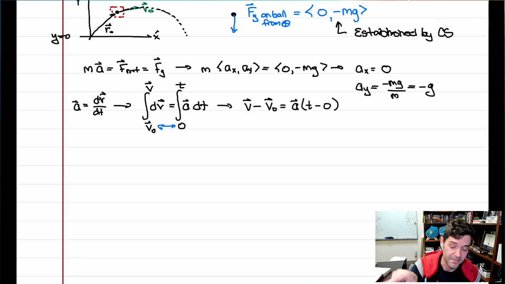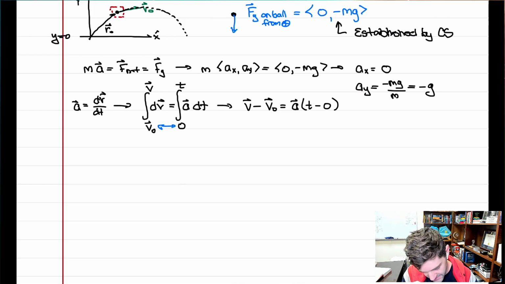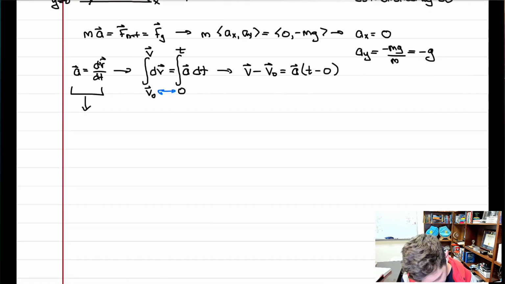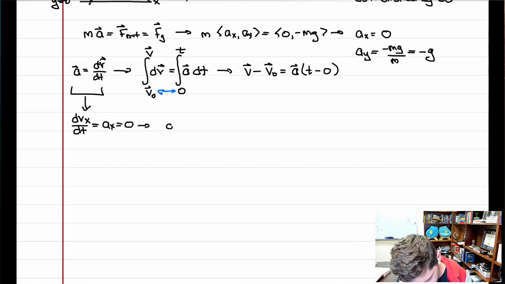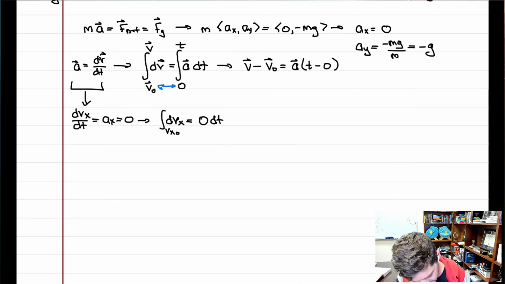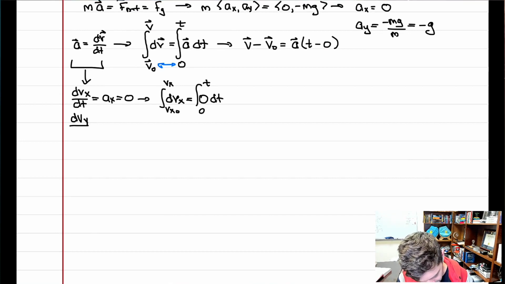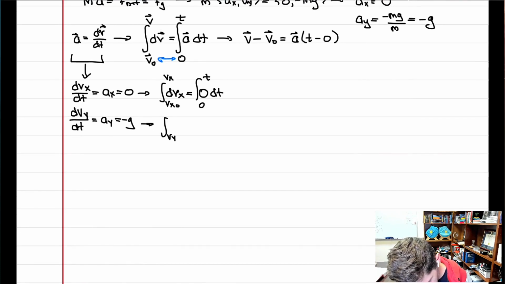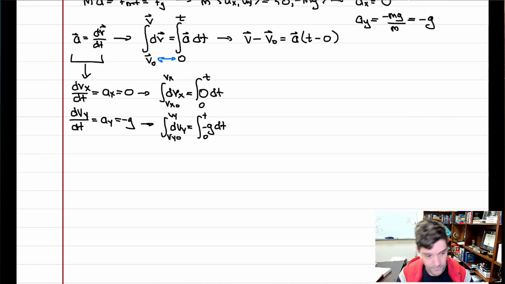Now I'm doing this as vectors. You can do it by component, and sometimes you have to, where I could have explicitly said that the change in velocity in the x direction over time is equal to a sub x, which is 0, so the change in the velocity in the x direction equals 0 times dt, integrating from the initial x velocity to some final x velocity, going from 0 to t. And then when I'm done with that, I also solve the same thing for the y direction, which would give me a second integral to solve, and a different answer for the final velocity in the y direction. Since the vector is a constant, they come to the same answer.